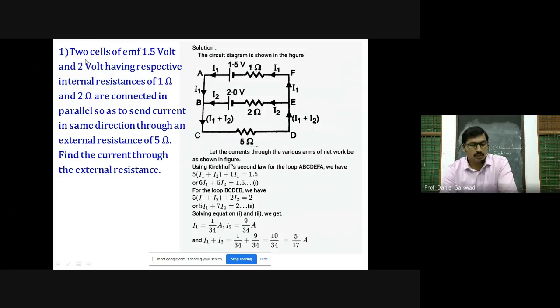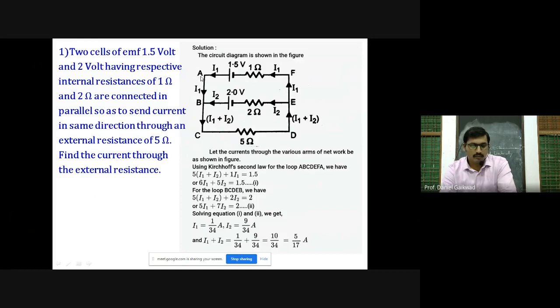So check carefully once again. Now we extract the given one by one. Two cells of EMF 1.5 and 2 are given. The respective internal resistances are also given, 1 and 2, connected in parallel. So in the circuit we have 1.5 volt and 2 volt, and the internal resistors 1 ohm and 2 ohm connected in parallel, positive connected to positive, negative connected to negative. This is called parallel connection, and connected so as to send current in the same direction.